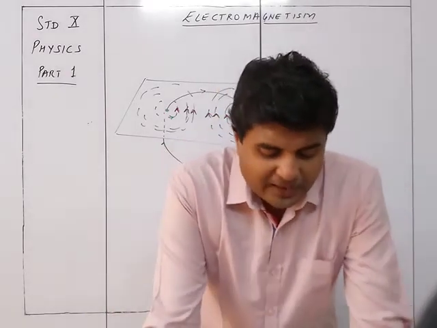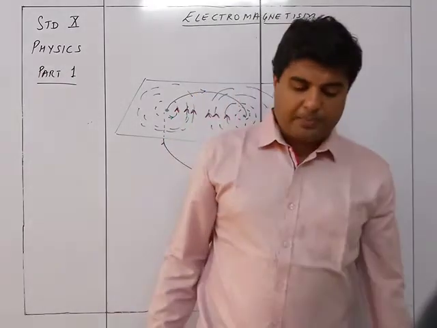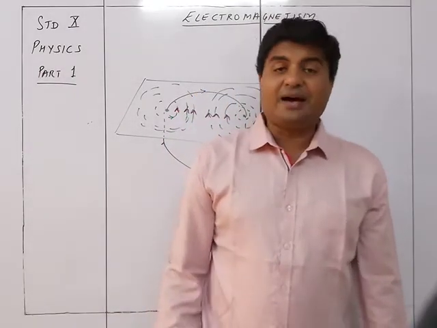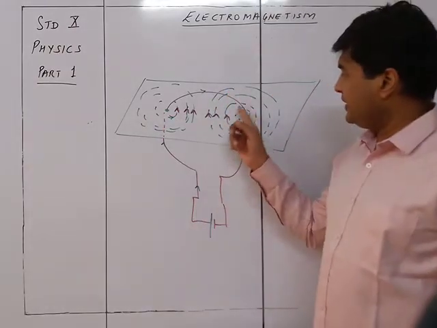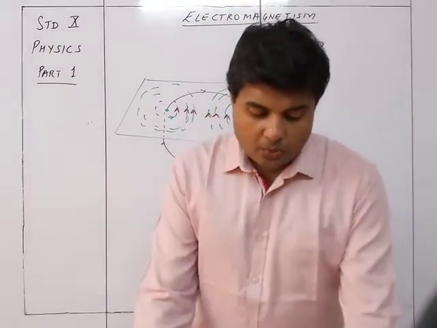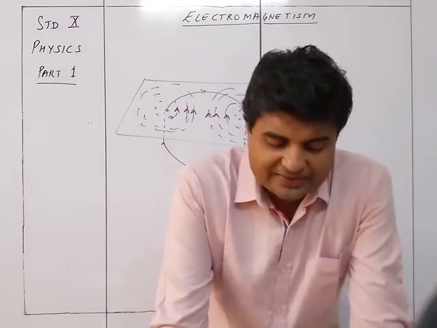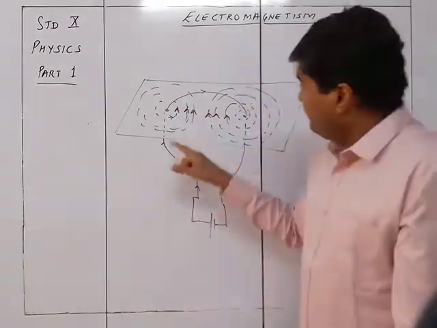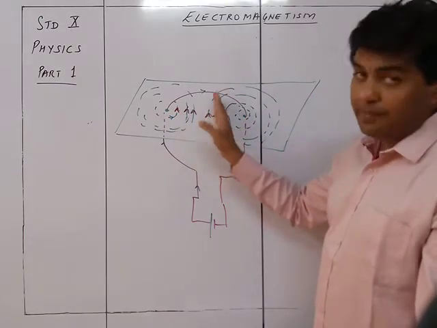From the pattern of the magnetic field lines, it is noted that in the vicinity of the wire at P and Q, the magnetic field lines are nearly circular. So over here and over here, it is nearly circular. Within the space enclosed by the wire between P and Q, the magnetic field lines are in the same direction. So you can see within the two wires, all of them are in the same direction.